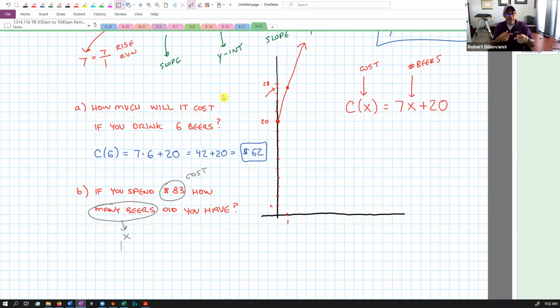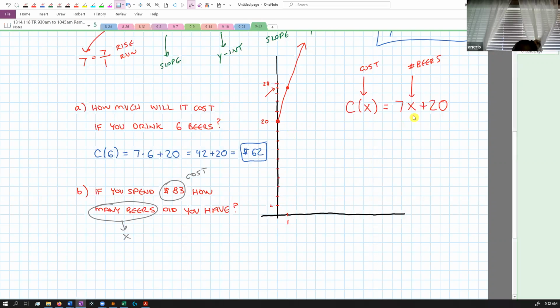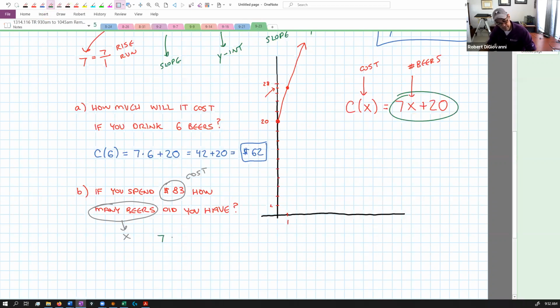Part B is saying, do what? Who can tell me how I'm going to do part B? Set the equation equal. So I'm going to take the equation, 7x plus 20, and do what with it? Set it equal to 83.